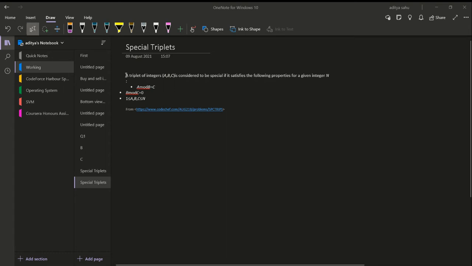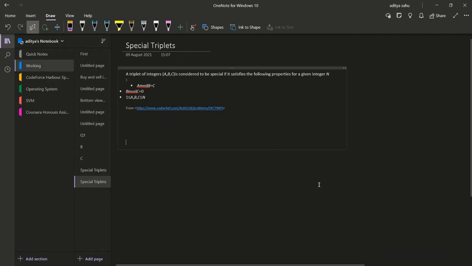So the thing is that we have been given a triplet of integers a, b, and c, and this triplet is considered to be special if it satisfies some criteria for a given integer n. The criteria that this triplet needs to follow is that A mod B should be equal to C, and B mod C should be equal to 0. And all of the elements A, B and C should be between 1 and n.